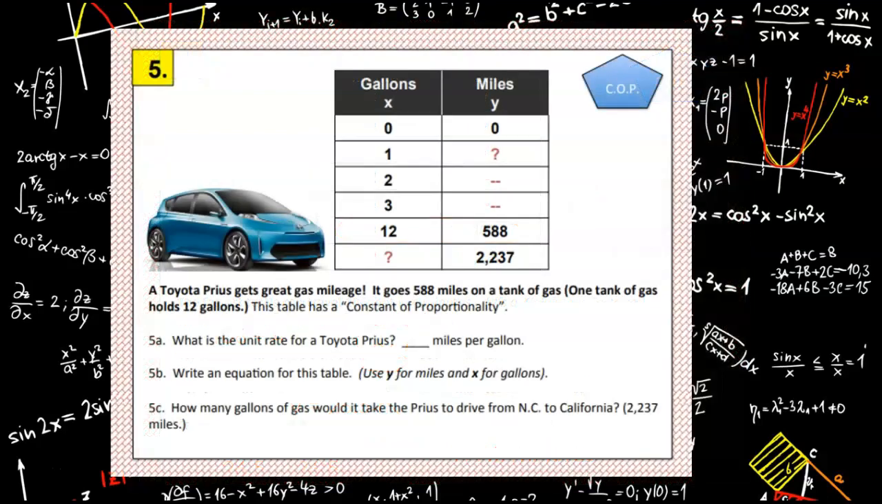Okay, number 5, a Toyota Prius gets great gas mileage. It goes 588 miles on a tank of gas. So tell me the unit rate for the Toyota Prius, write the equation, and how many gallons of gas it would take for the Prius to drive 2,237 miles.